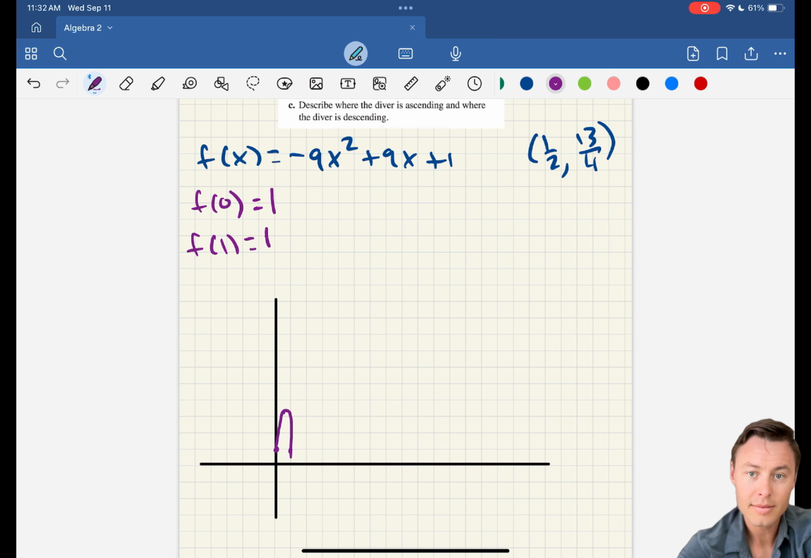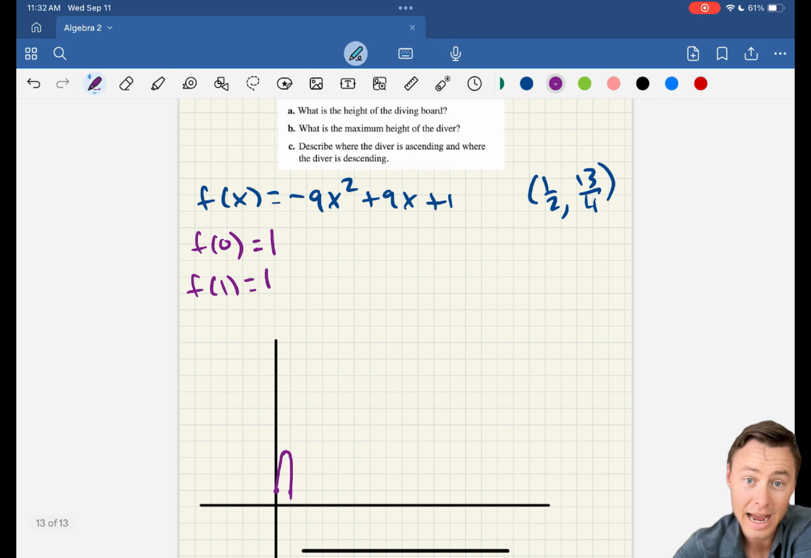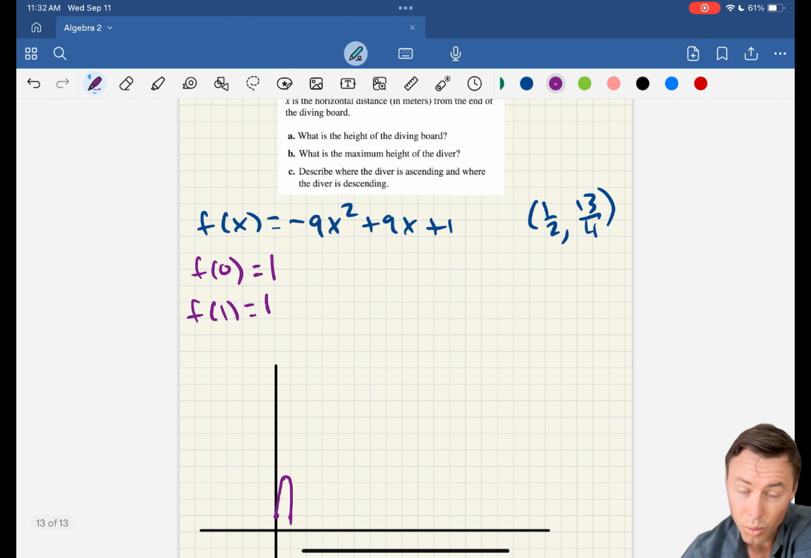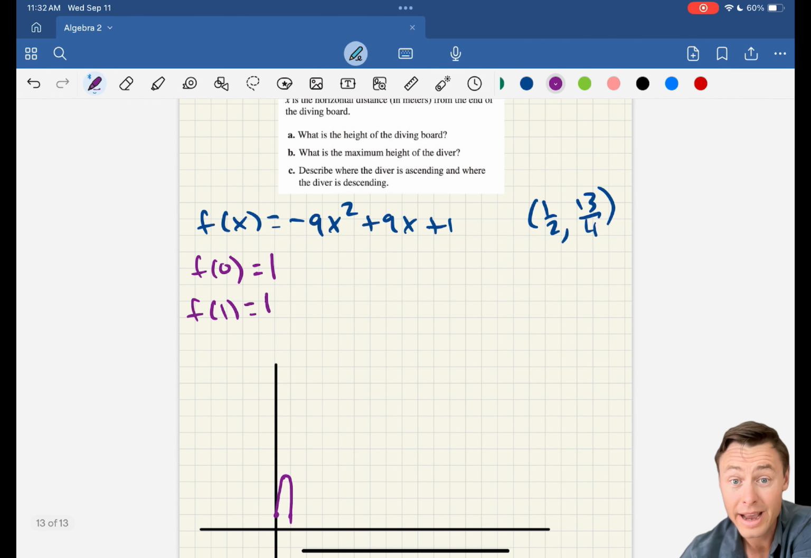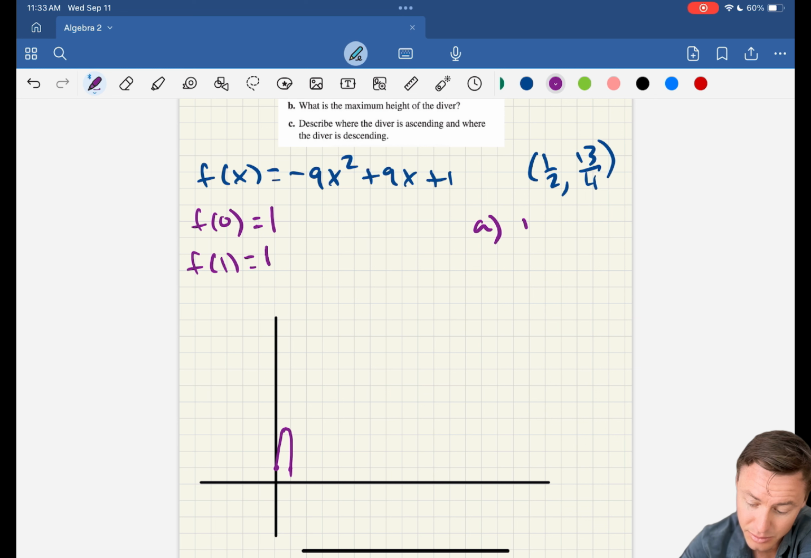Now, the question asks us, what is the height of the diving board? In this context, the height of the diving board would be whatever the y-intercept of the function is. And in this case, that's 1. So the height of the diving board would be at 1 meter. So the answer to A is 1 meter.